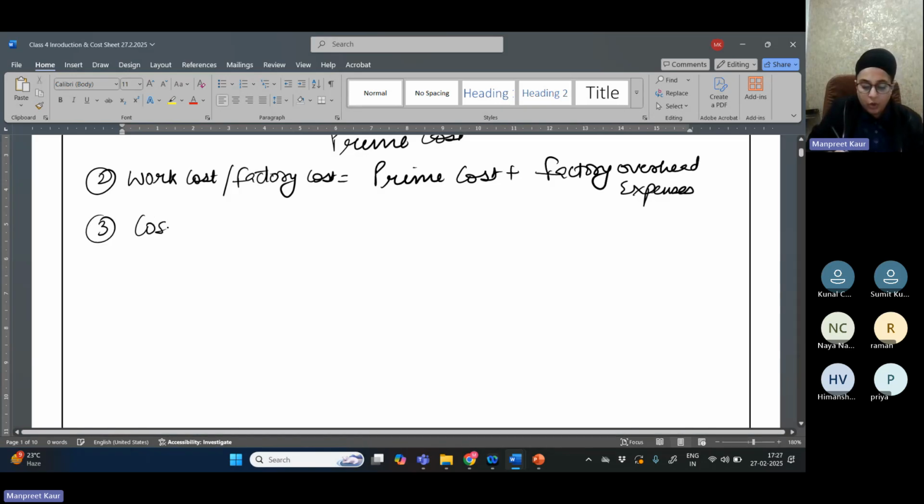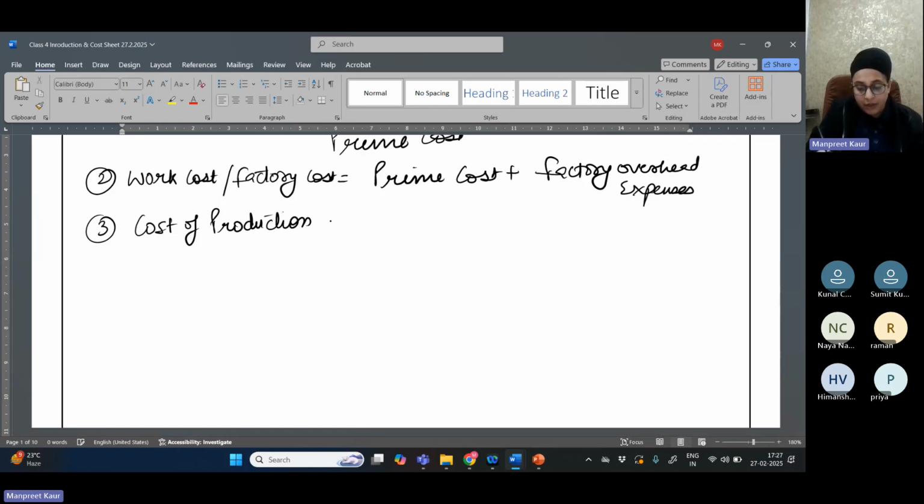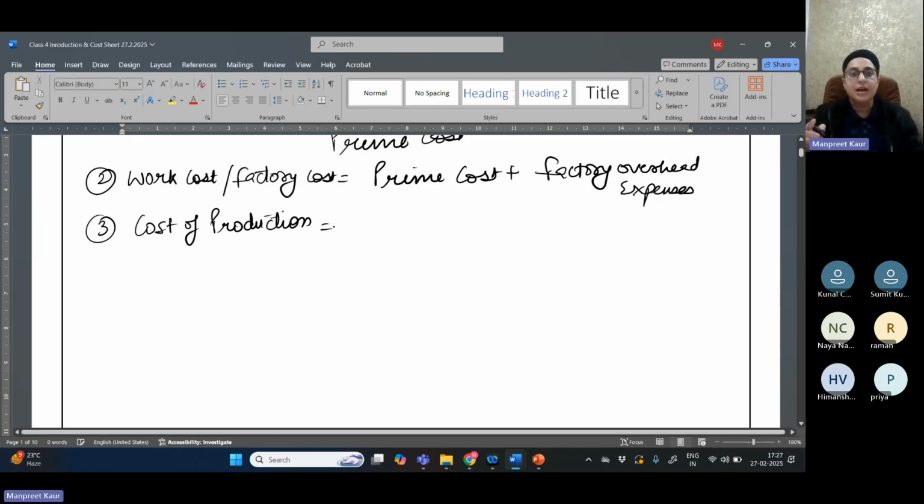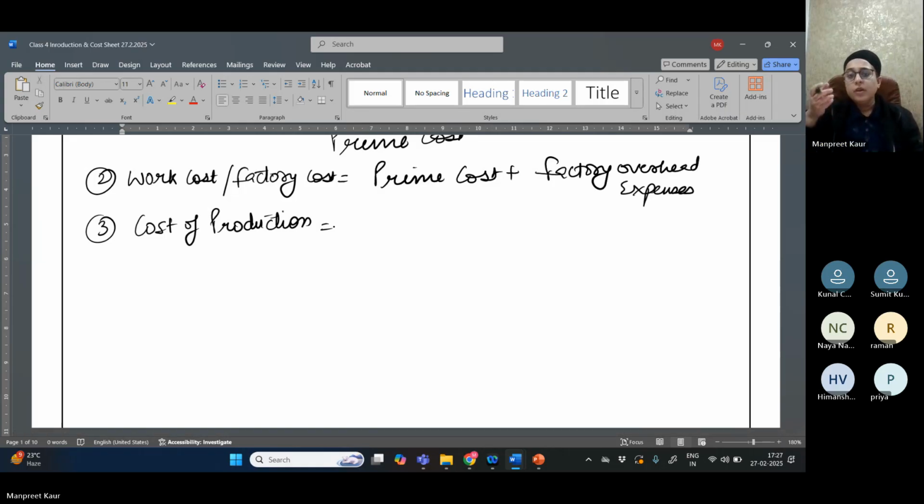Third is the cost of production. In the last class I skipped the cost of production, we will do it in the next class. Here it is the cost of production. The cost incurred to make any product is the cost of production, in which direct material, direct labor, direct expenses and factory overhead expenses are there. That is the cost of production. I am giving an overview, then we will discuss the detailed cost sheet.